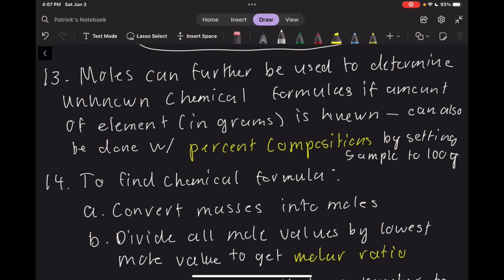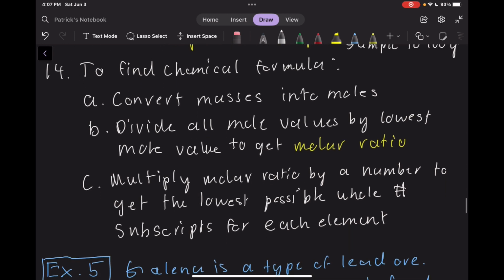First, we need to convert the masses of the component elements into moles. Of course, if we have the percent compositions instead, we would first find out how many grams of each element would be present in a hypothetical 100-gram sample.